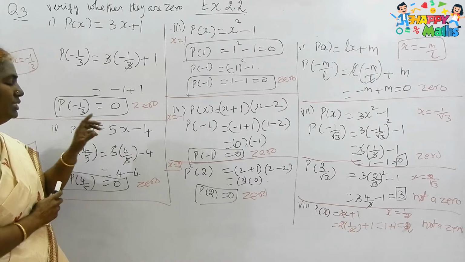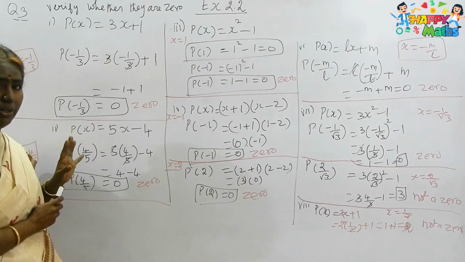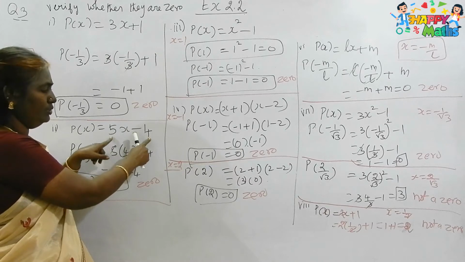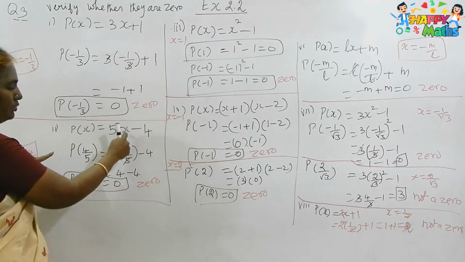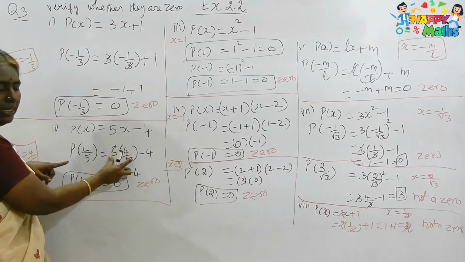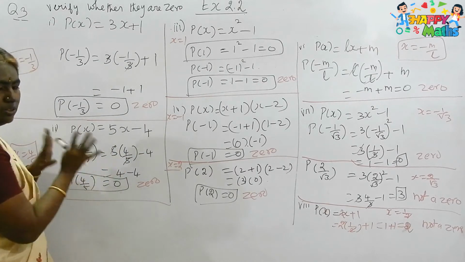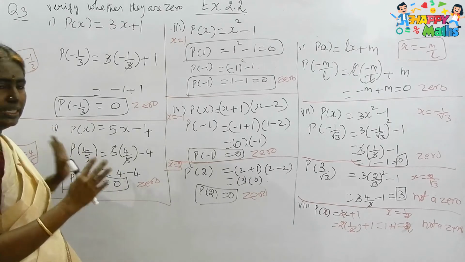As I told you earlier in the polynomial video, this is only a binomial, two terms. In the two terms, if you substitute for x, this will become a multiplication. So 5 by 5 gets cancelled, so 4 minus 4 is 0. Again, this is also 0. So x equal to 4 by 5 is a 0.